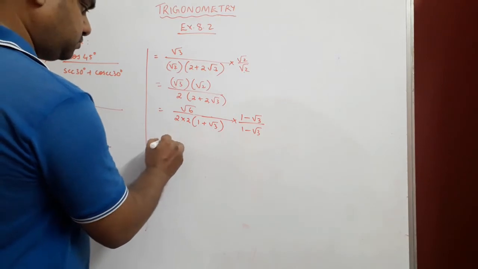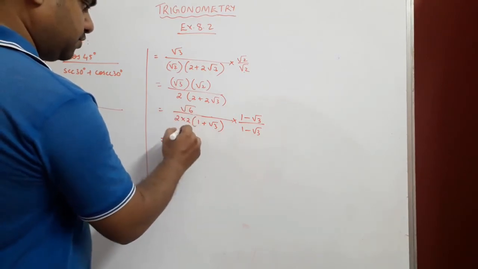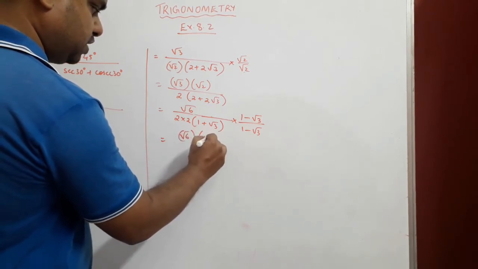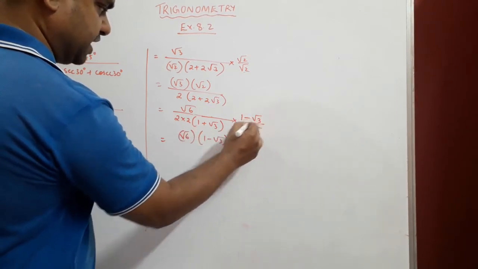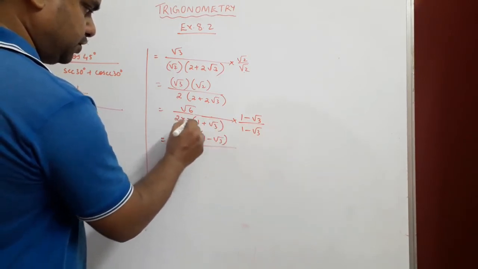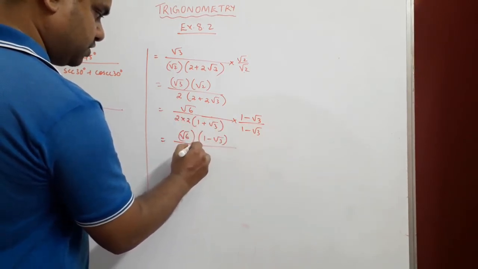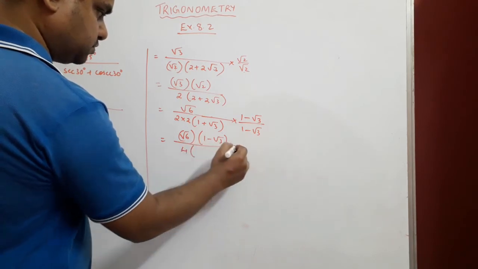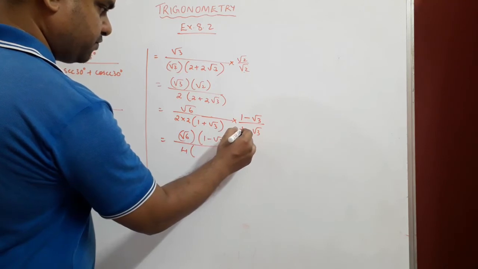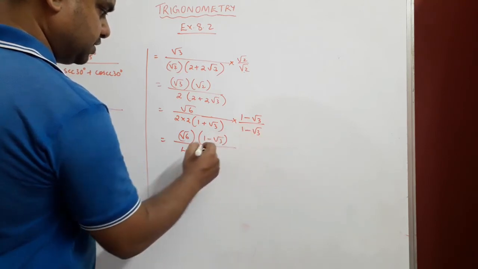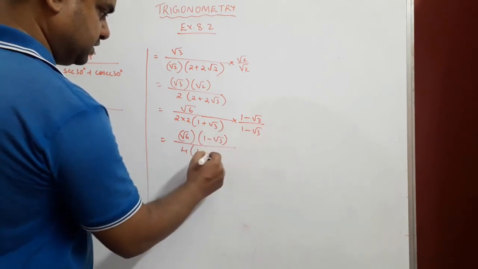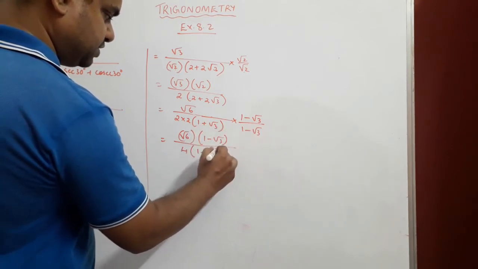Now root 6 into 1 minus root 3. Remember, the sign has to be changed when rationalizing in such operations. 2 into 2 is 4. 4 into 1 plus root 3 into 1 minus root 3 will give us 1 minus, this is a plus b into a minus b. This will give us 1 minus 3.